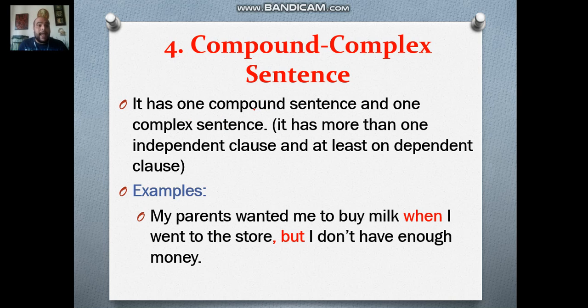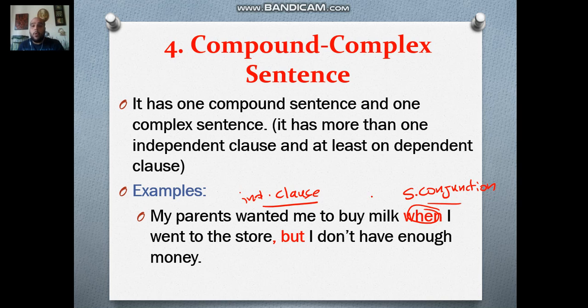Compound complex sentences, and I like to explain it through an example. "My parents wanted me to buy milk." Cool. So here I have a full, meaningful sentence. This sentence is an independent clause. Very good. Then I have "when." Oh, a subordinating conjunction. We have said that whenever we have a subordinating conjunction, then we're going to have a dependent clause.